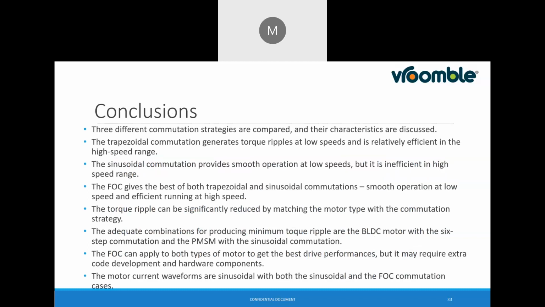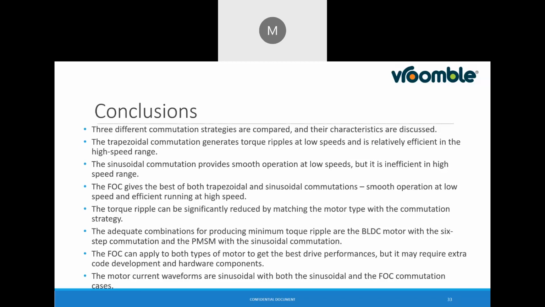So overall, these three commutation strategies are being used for motor control or speed control in EVs, right? The trapezoidal commutation generates torque ripples at low speed and is relatively efficient in the high speed range. Sinusoidal commutation provides smooth operation at low speed but is inefficient at high speed. The FOC gives the best of both trapezoidal and sinusoidal commutation, with smooth operation at low speed and very efficient running at high speed also.